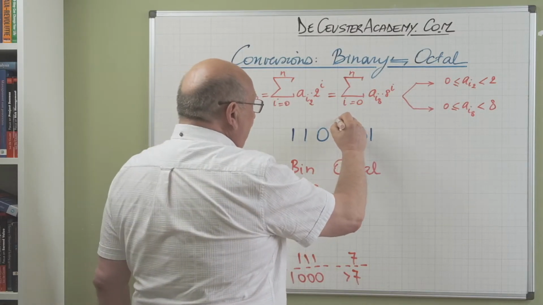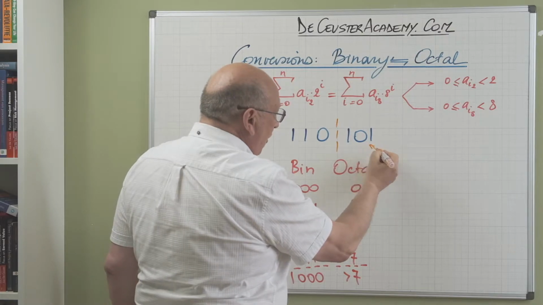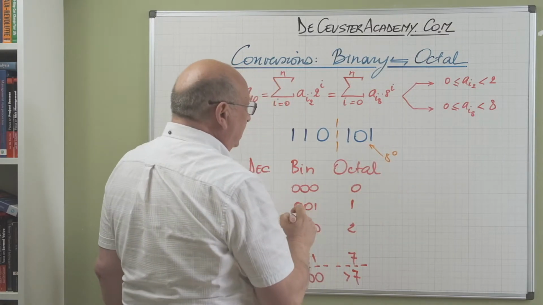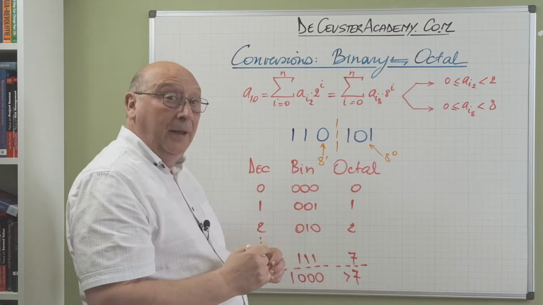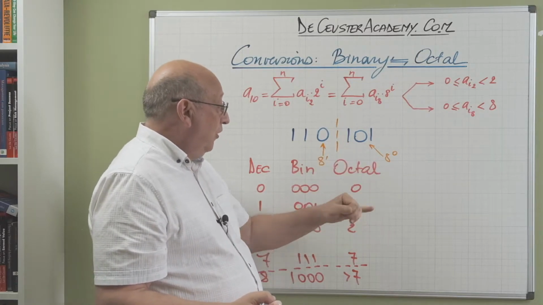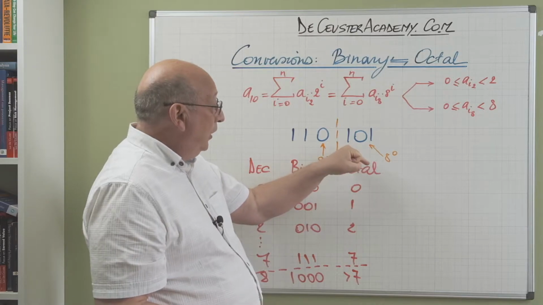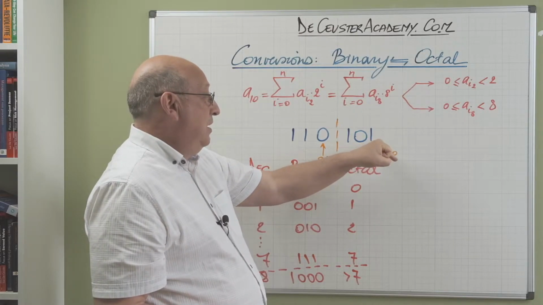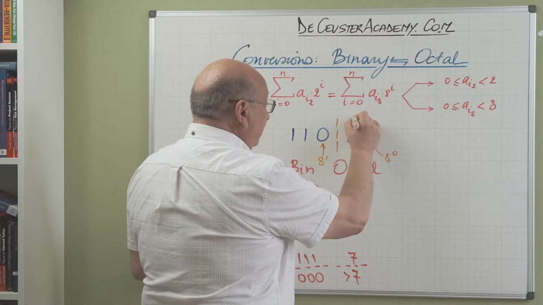The first set is a very simple number. This is the indication of 8 to the power 0. Here we have the indication of 8 to the power 1. And now we have to calculate what's the coefficient of 8 to the power 0. Well, this coefficient is 4 plus 0 plus 1. So this coefficient here is equal to 5.